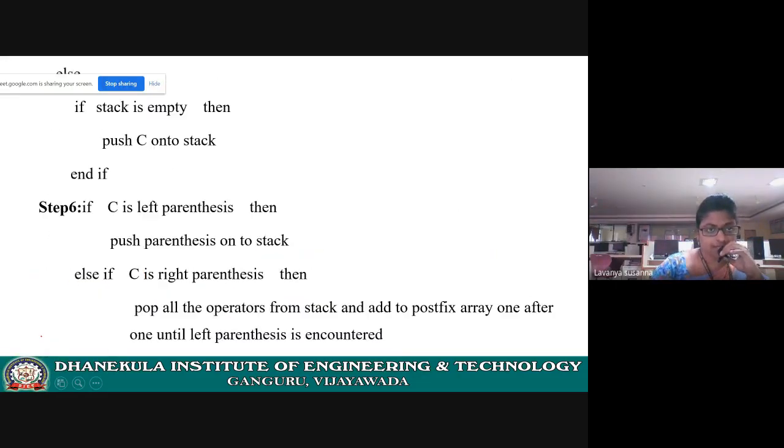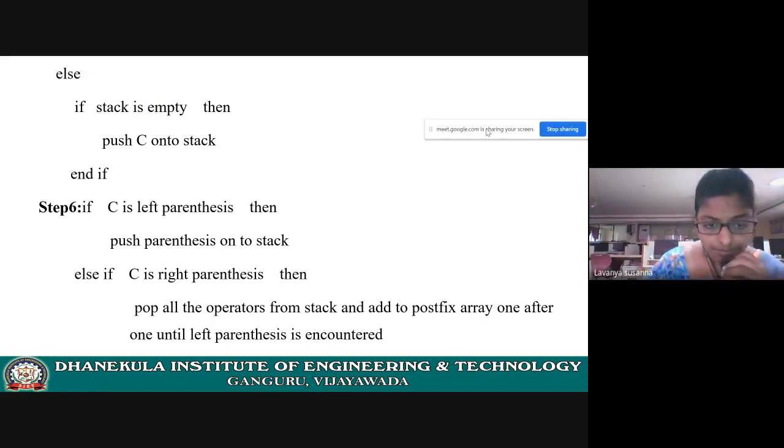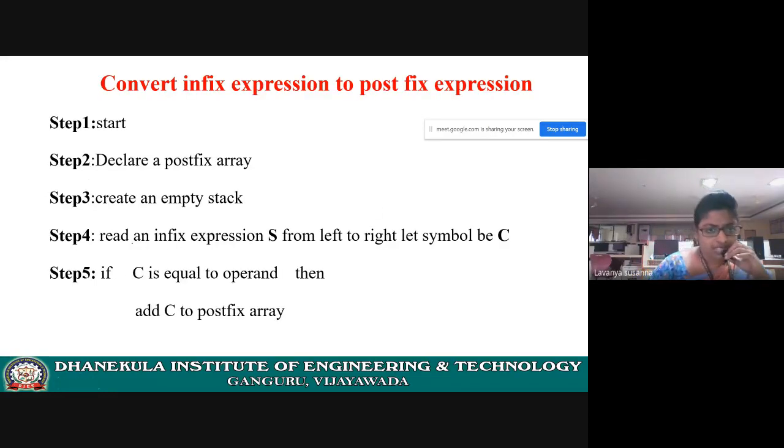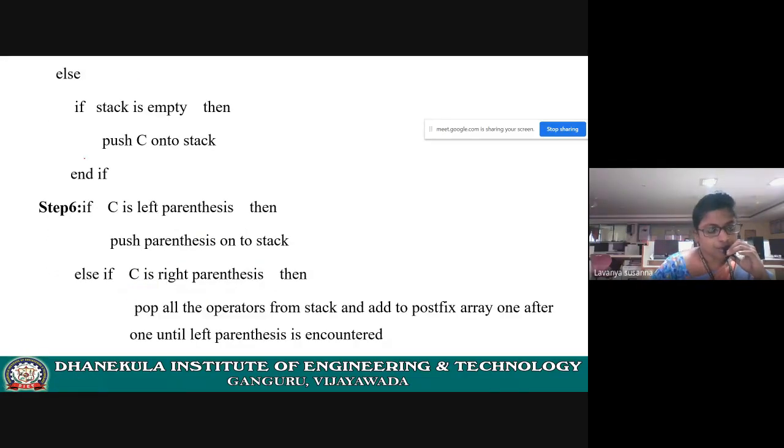Now, next step. See, this condition is false. Here the scanned symbol is not an operand. If it is not an operand, what you need to do? You need to see whether the stack is empty. If the stack is empty, you need to push the scanned symbol.